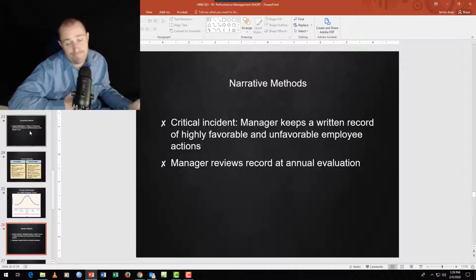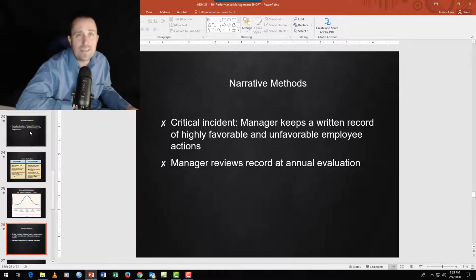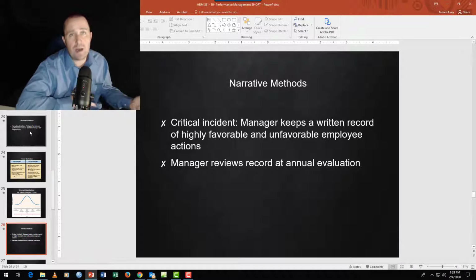And the joke is a manager walking around with a black book, and every time you do something, opens it up and kind of writes it down. This can be abused really easily. A lot of training is required for managers on how to do this. They sit down once a year with the employee, they look at the record at the annual evaluation, and they walk through it. Well, negative is stronger than positive, right?